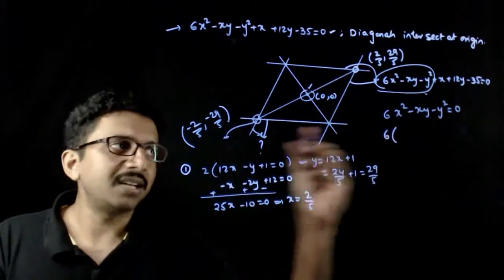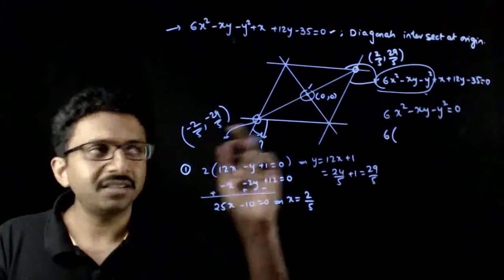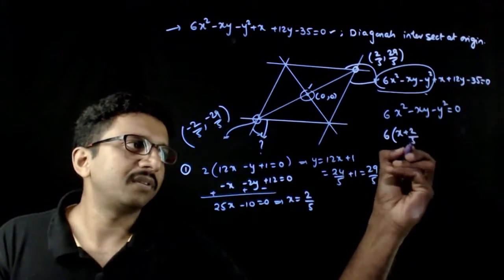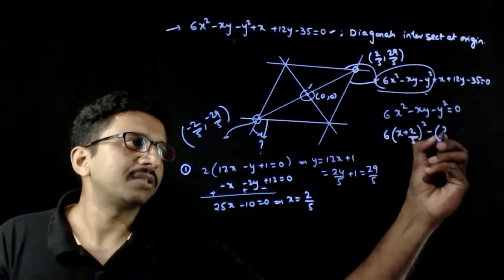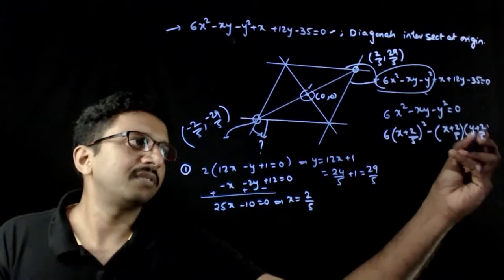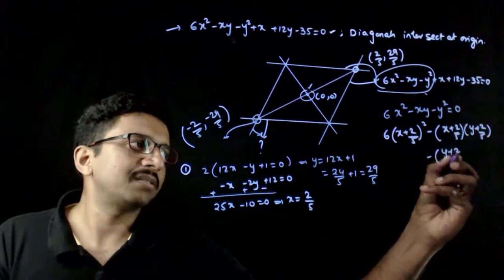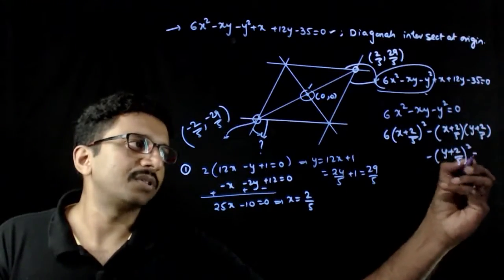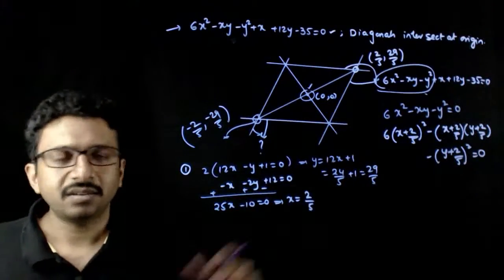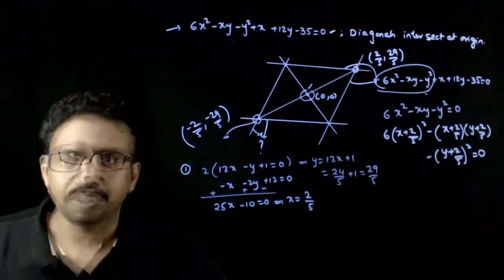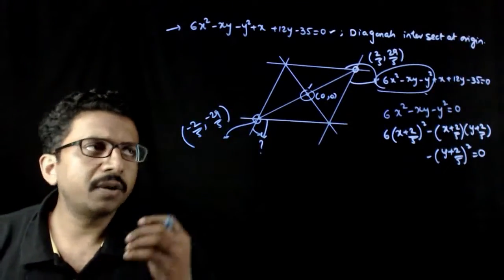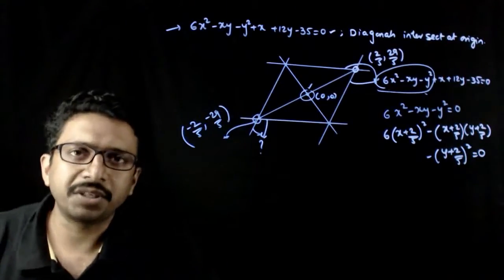So what I just do is replace x with x - h and y with y - k, that is 6(x + 2/5)² - (x + 2/5)(y + 29/5) - (y + 29/5)² = 0. If you expand this, you get the required equation. So this is one way to solve this question. Now let us look at an intuitive way to solve this question.